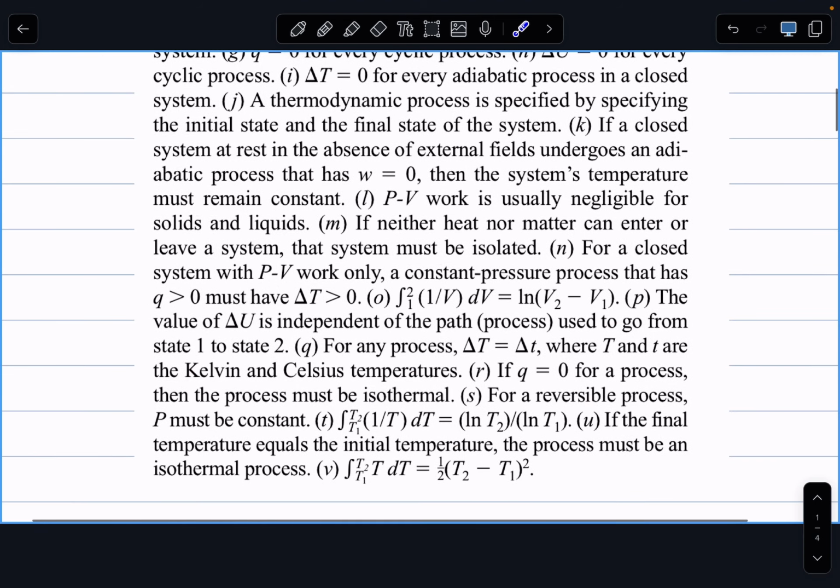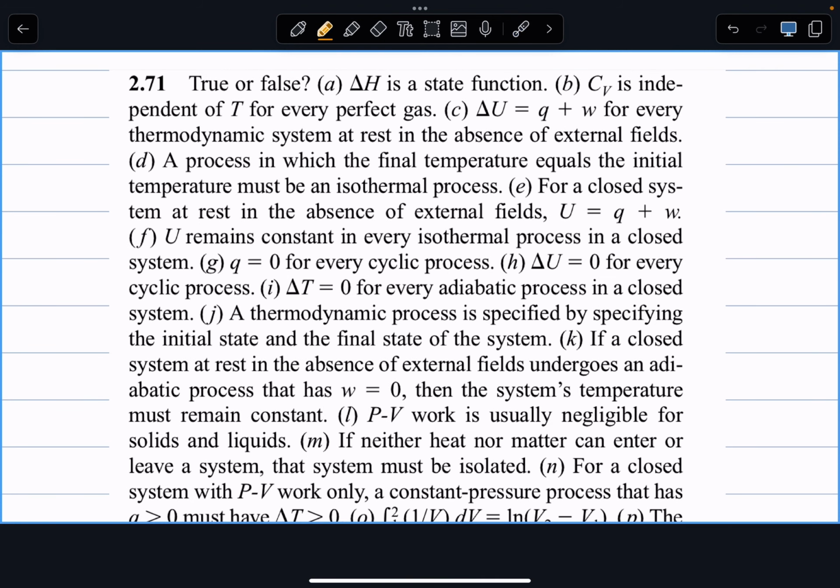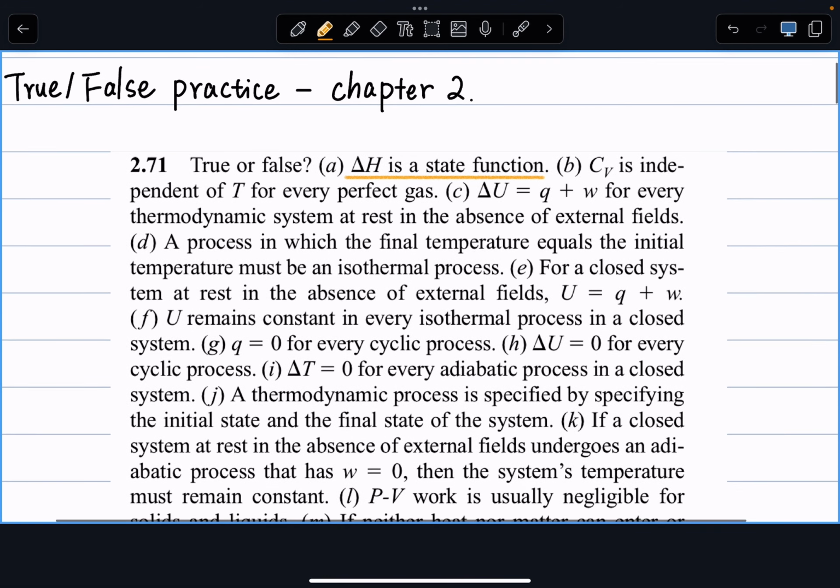This question has parts all the way from A to V, so I'll just go one by one. Hopefully we'll spend about 1 minute on each question. Let's read this together. First question: is delta H a state function?